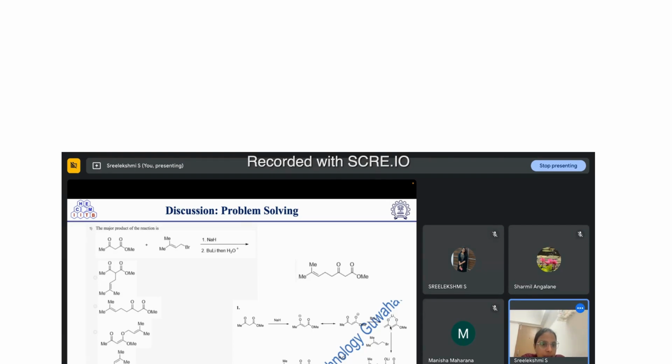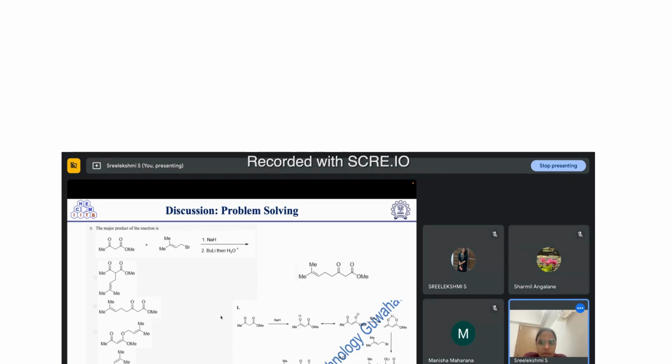And then this double bond can add over this position, and this bromine will be eliminated to give this intermediate. Then upon hydrolysis we will get this product. So this is an example of regioselective alkylation of an active methylene compound. So the correct answer is option B.